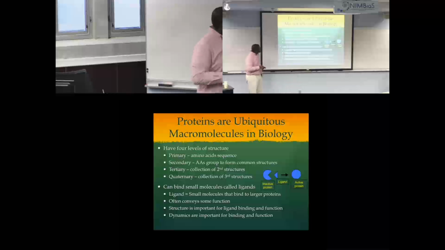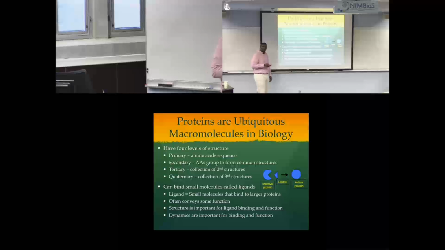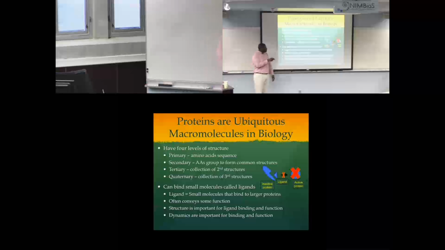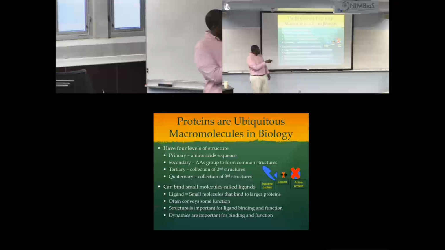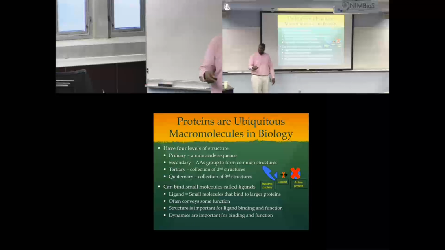See, before I had down here inactive, but with the combination of the ligand, it's able to do its process, okay? So we know from history that structure is really important for function, and structure is really important for the protein to be able to bind the ligand. So if you had the protein, the Pac-Man guy, kind of distorted, he's in a different conformation. You also hear me use that word conformation. Conformation is interchangeable with structure. Then now this ligand can't bind anymore, and you cannot get your active protein.